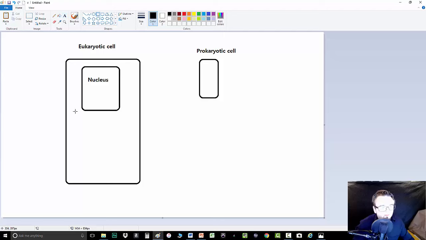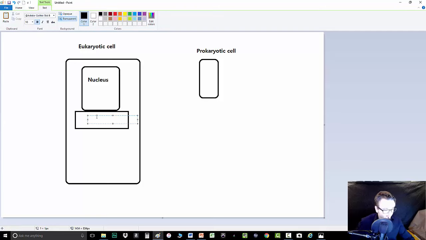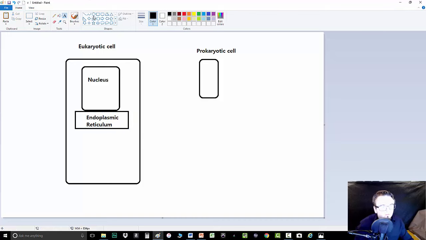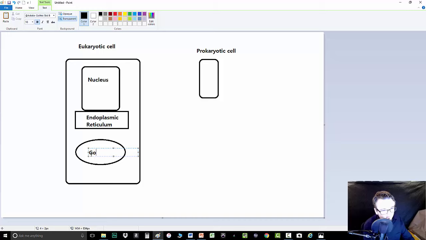Surrounding this, we'll see another structure here that would attach, and this is called endoplasmic reticulum. Move that real quick. Another structure usually attached to the nucleus. We'll see other structures in here then called the Golgi apparatus.